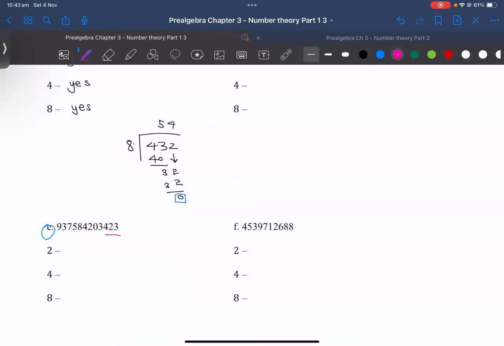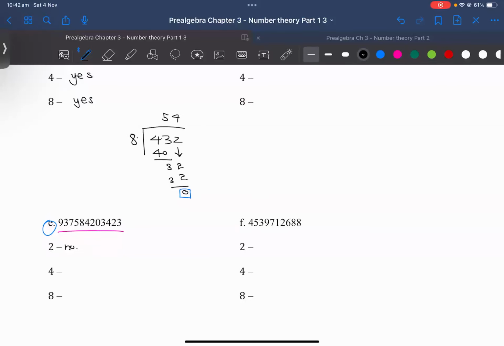This thing. Okay. Is this divisible by 2? Anyone? No. Very good. And that's because the last digit is odd, right? So thanks, Sarah. That's good.